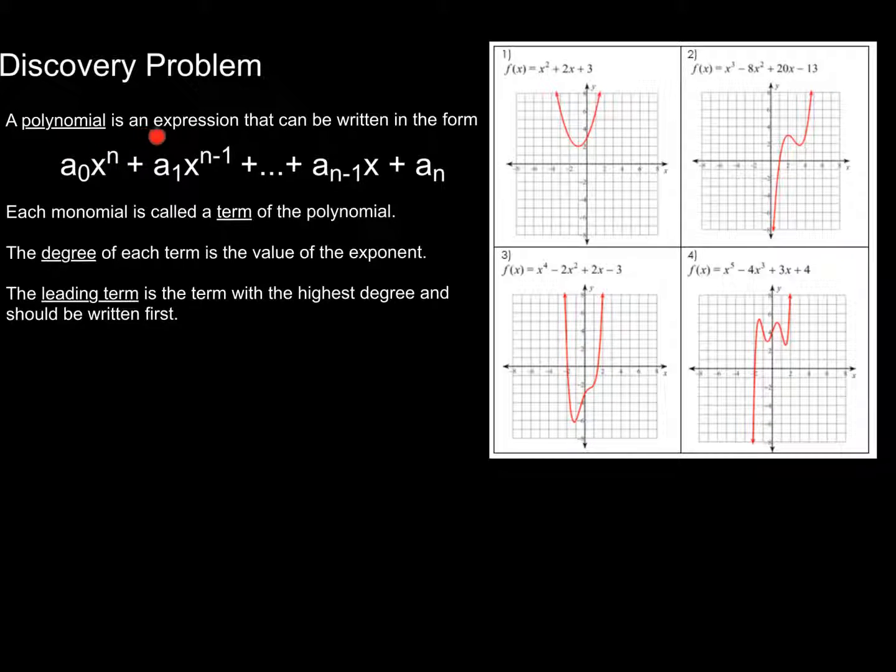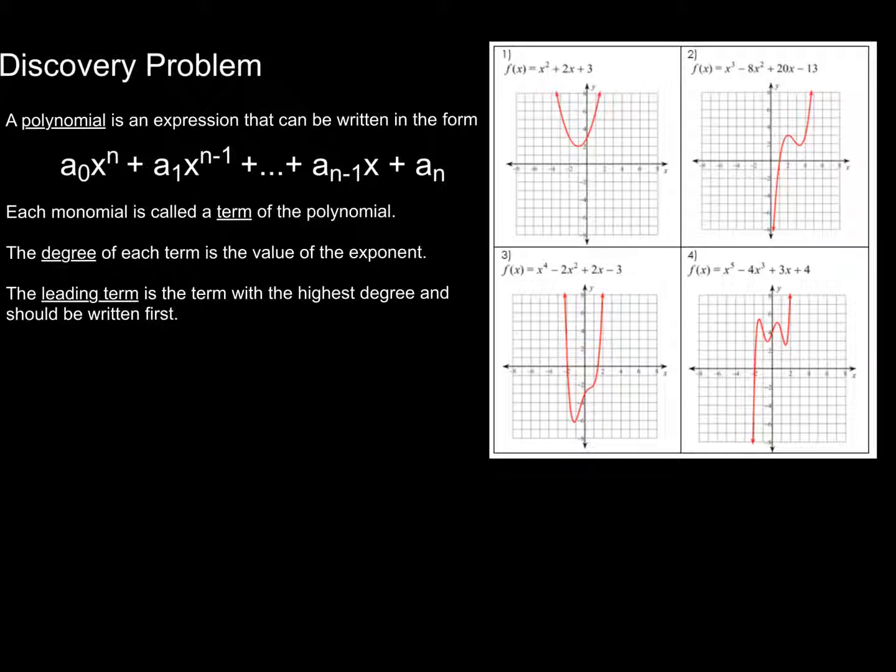So a polynomial is an expression that can be written in the following form, and don't get too worried about all of this. First off, notice these a sub whatever, so this would be called a sub 0, a sub 1, and the sub means below, right? All these are the coefficients of each term. For example, in equation 1, the coefficient for the first term is 1, so a sub 0 is 1, and for the second term it's 2, so a sub 1 would be 2.